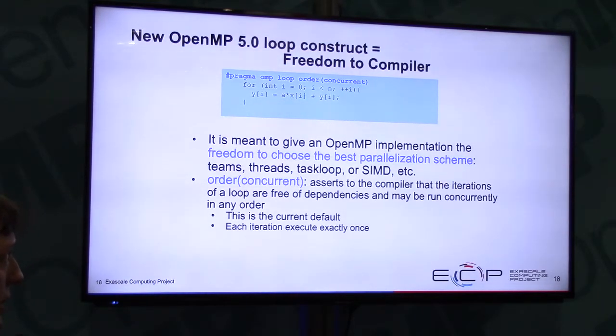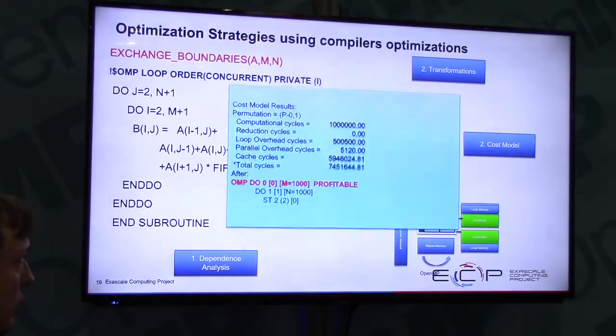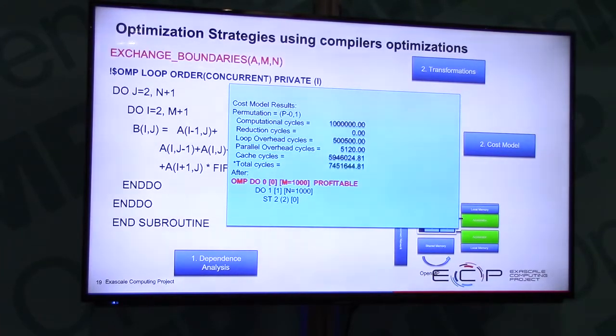But to do this, there is very important analysis the compiler needs to do. Basically, it needs to focus on cost models, where the compiler needs to decide what's the best strategy and what type of parallelization it needs to do to generate efficient code. And that will definitely help in the context of performance portability.